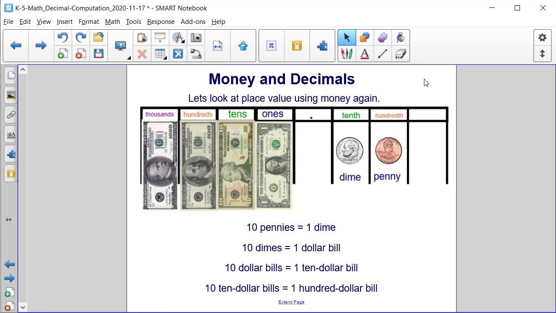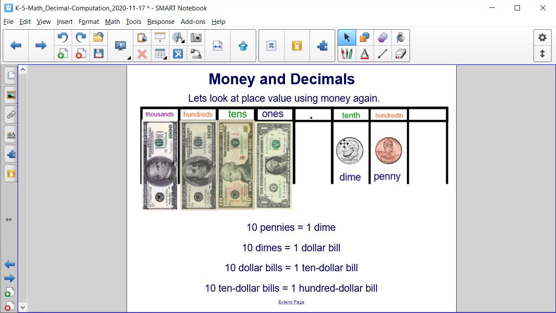Let's look at place value using money again. If you'll remember, a penny represents 1/100th. A dime represents 1/10th. A dollar represents 1. A $10 bill would represent 10. A $100 bill would represent 100. And a $1,000 bill would represent 1,000.